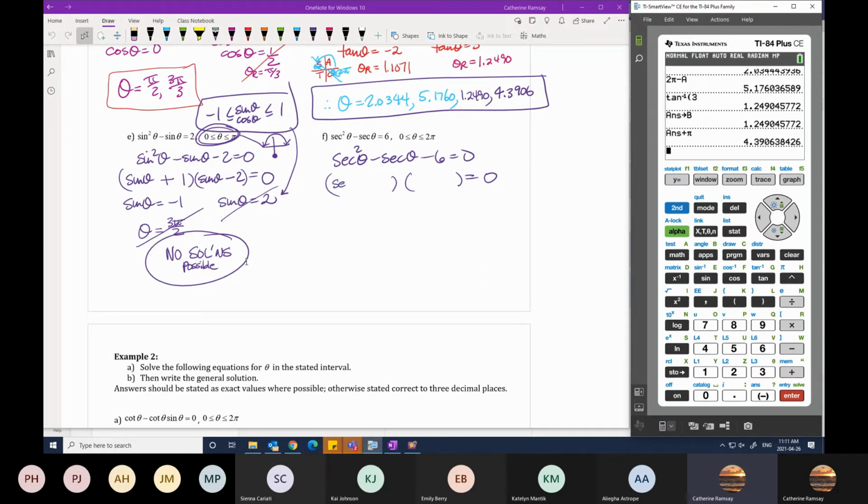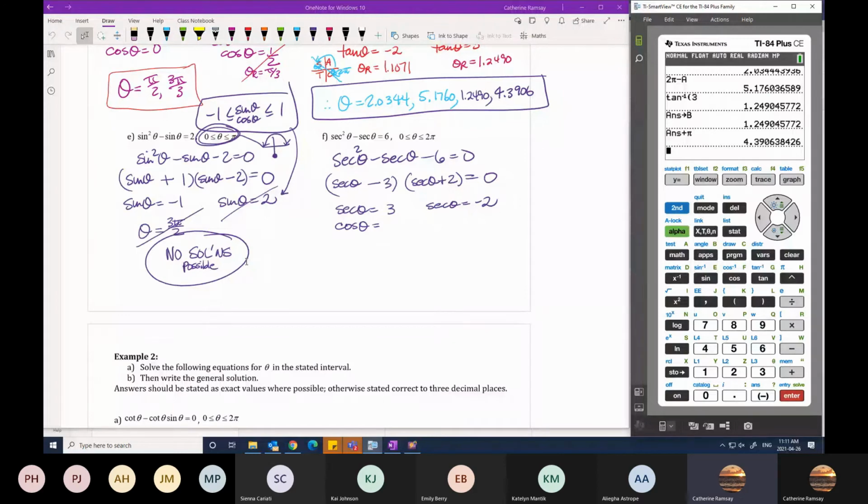So then we get secant theta and secant theta. And usually these are pretty easy to factor. So 3 and 2 to get a middle term of 1. So this has to be a minus, this has to be a plus. So that means secant theta equals 3 and secant theta equals -2, which means who can tell me what cos theta would equal? If secant theta is equal to 3, what would cos theta equal?